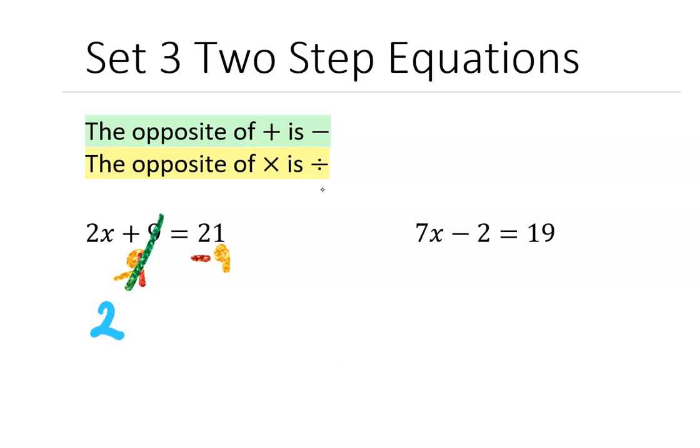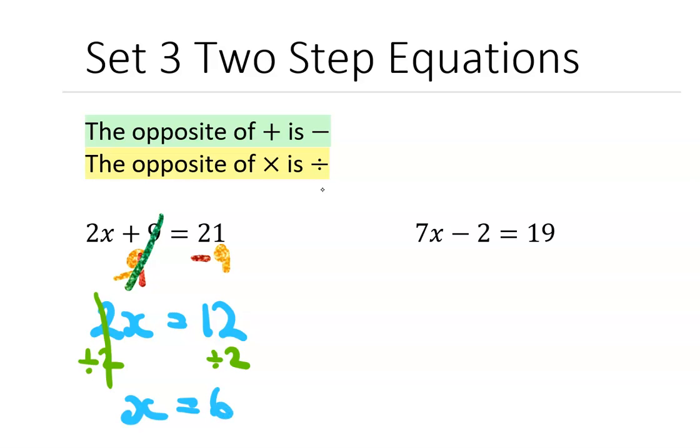Now, the opposite of timesing by 2 is dividing by 2. So, I'm going to divide this side by 2. I'm going to divide this side by 2. That will get rid of my 2, and I'm left with x equals 6.